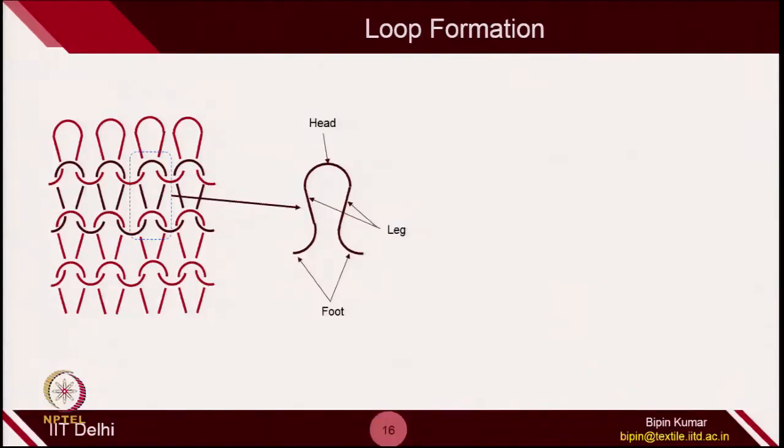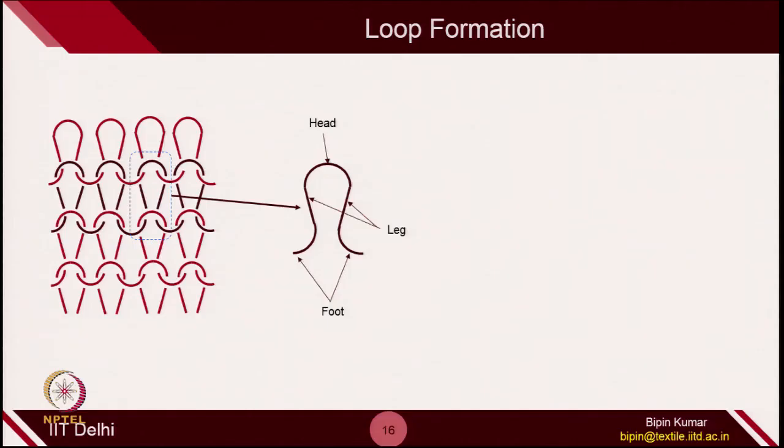The first thing is, before we start, in the first week I talked about some of the terminologies. While discussing the structure, I discussed that each loop is made up of a head, two legs and two feet. And I also talked about how two legs and one head, this complete unit, is called the needle loop. I hope you remember from the first week lecture.